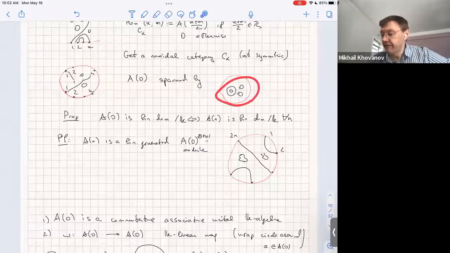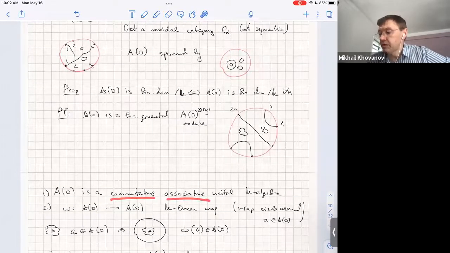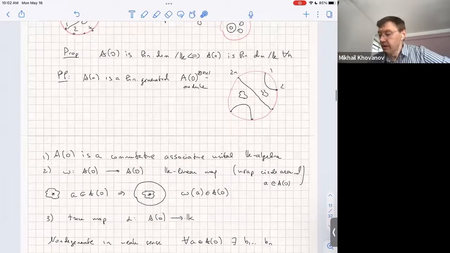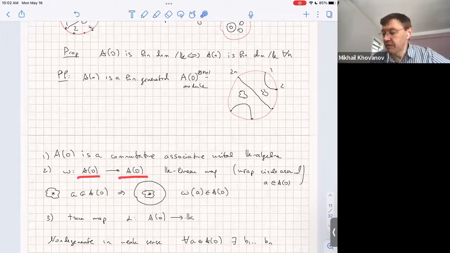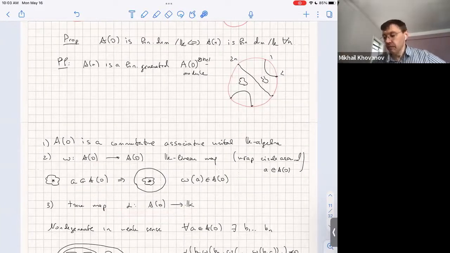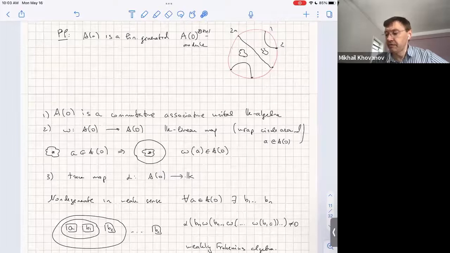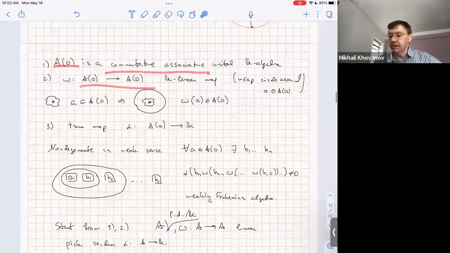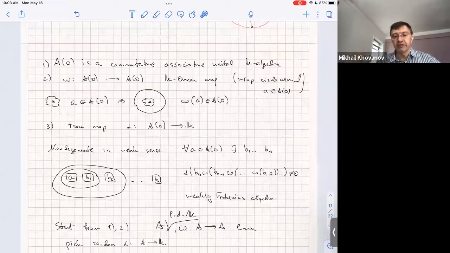And then this A null is a commutative algebra, because you can take two such diagrams and put them next to each other and envelop them by a single red circle. You also have this map omega, where you put a circle. You can take any diagram of circles and put another circle around it. And that's a linear map, not an algebra map. And you have a trace map, alpha, from A null to k. And then we get this algebra A null with these properties and this linear map. It's sort of like a Frobenius algebra, but in some very weak sense.